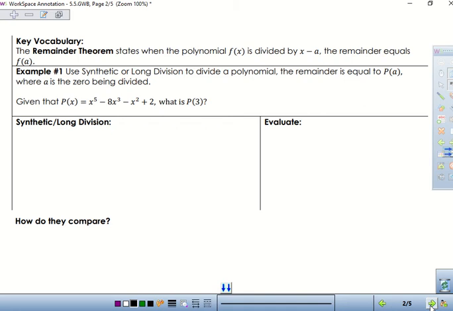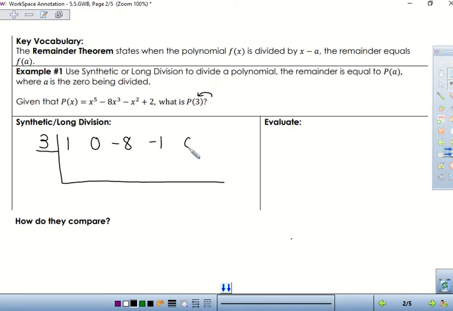Given that p of x is equal to x to the fifth minus 8x cubed minus x squared plus 2, what is p of 3? So here's what you do when they ask you to evaluate a value at x. We can use synthetic division to do that. So you're going to set up your synthetic division bar. And whatever you're evaluating p at is what you're going to put on the outside of the synthetic division bar.